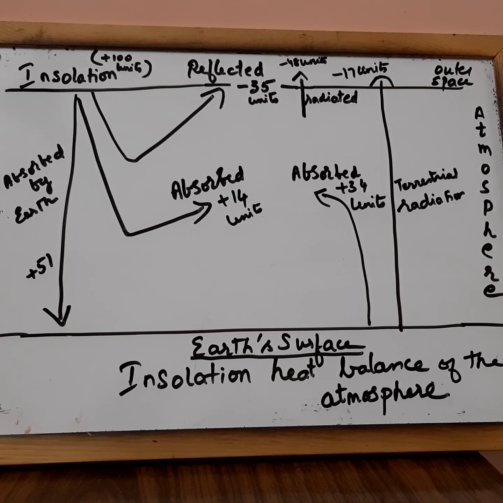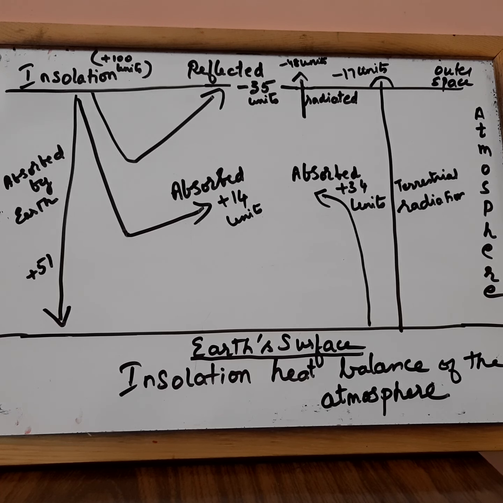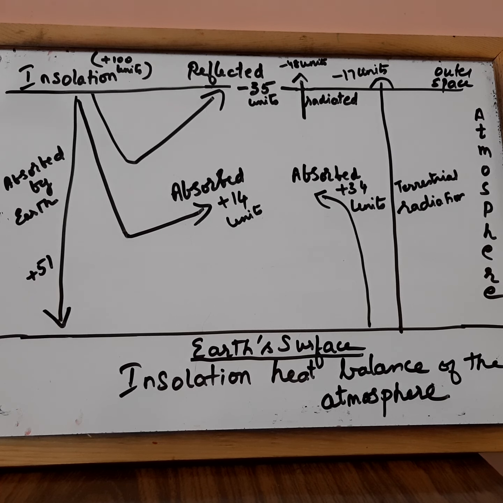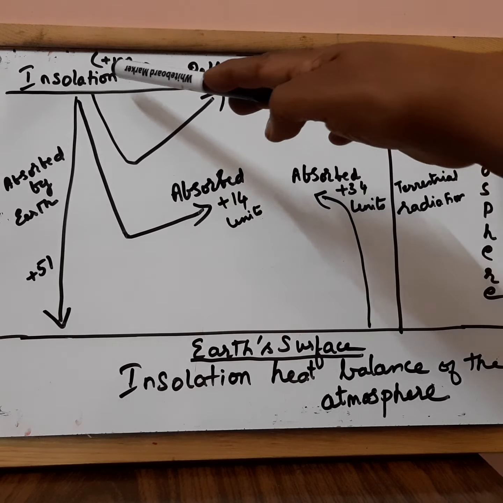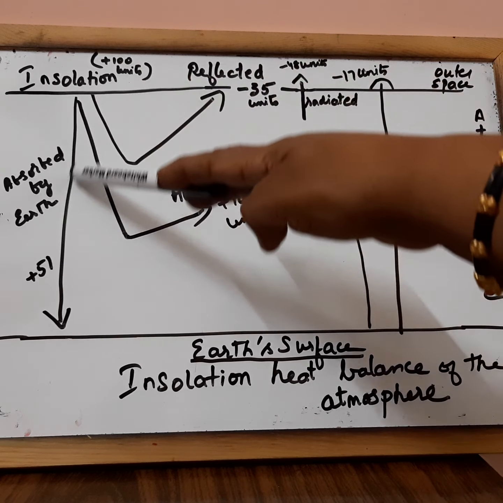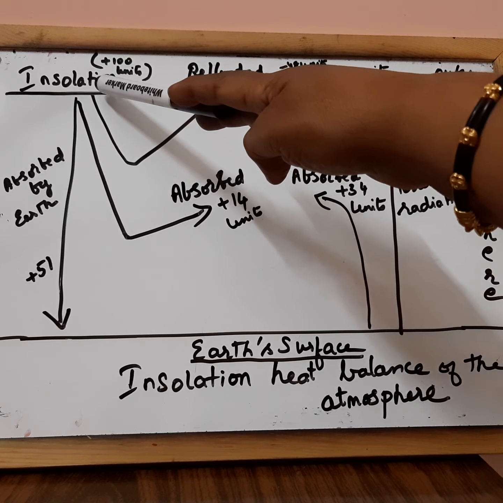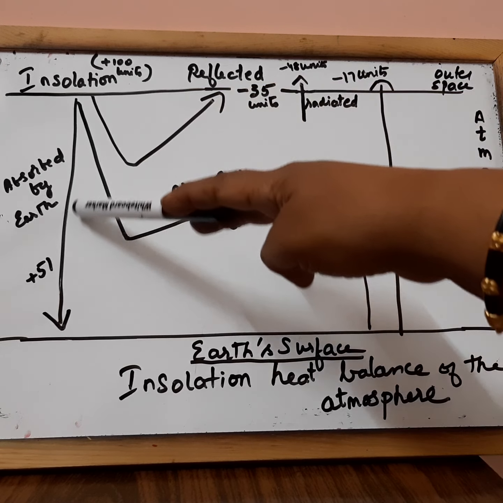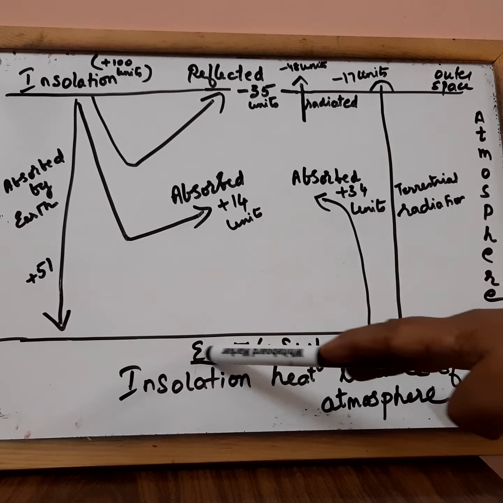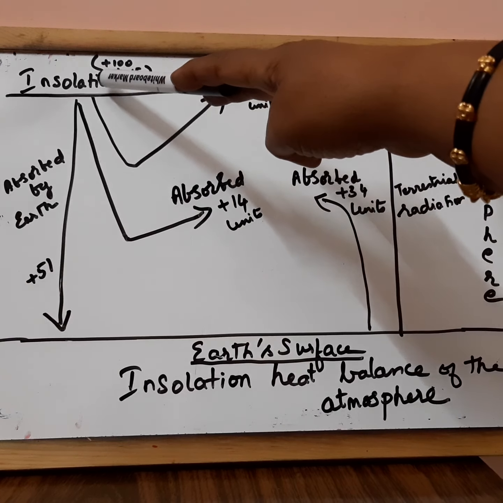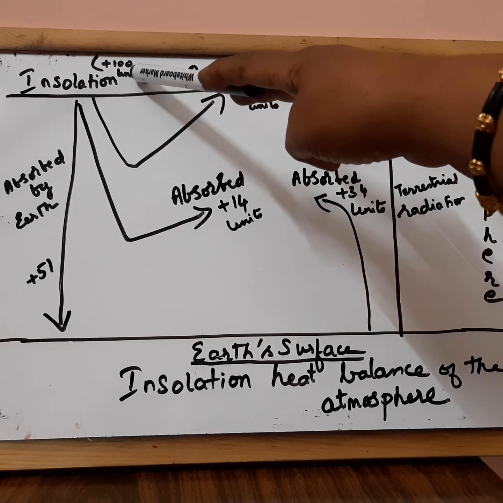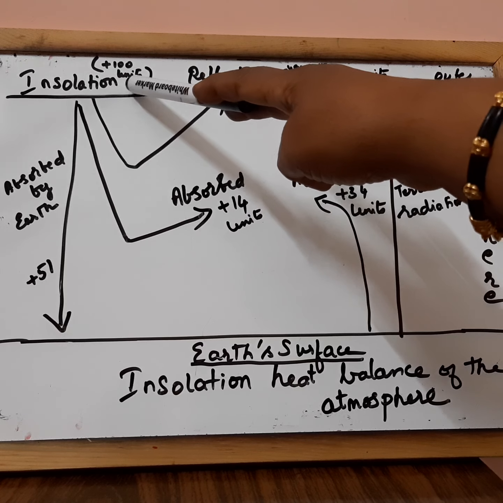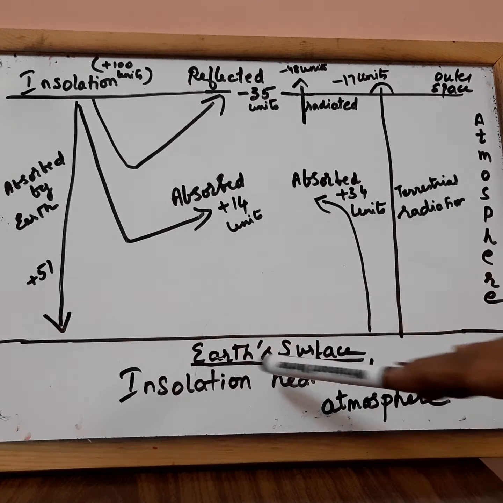Hello. This diagram explains insolation heat balance of the atmosphere. So here you find insolation: the sun emits rays or energy and it is absorbed by the earth's surface. 100 units of the sun's energy or heat do not reach the earth's surface.